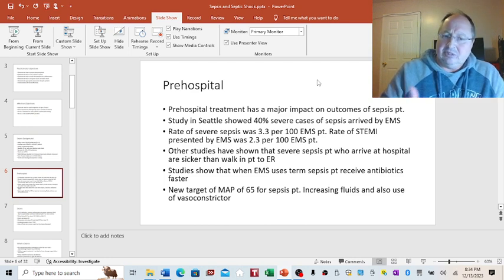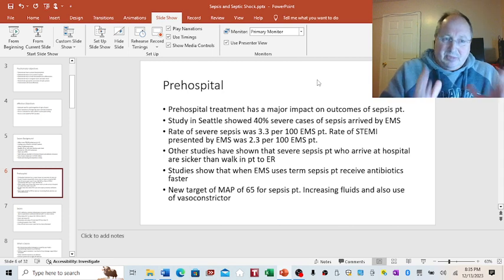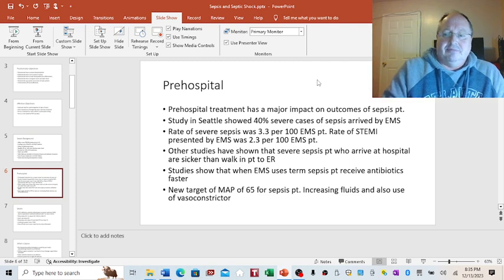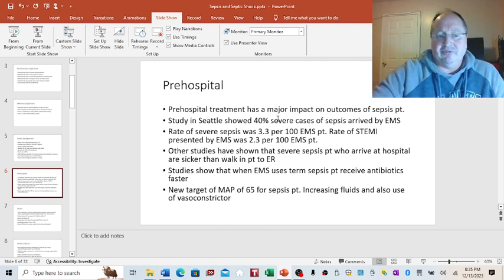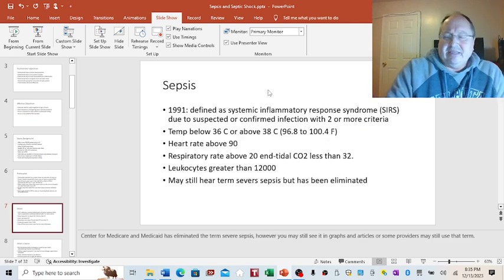Like I said, this is changing. The treatment for sepsis is changing so much. Before long, you're going to see antibiotics, if not already, on the trucks, broad spectrum, that's going to be started on these people. One thing that you want to target with a septic patient is a MAP of 65, and we'll go over that in just a few minutes. Fluids, use of vasoconstrictors.